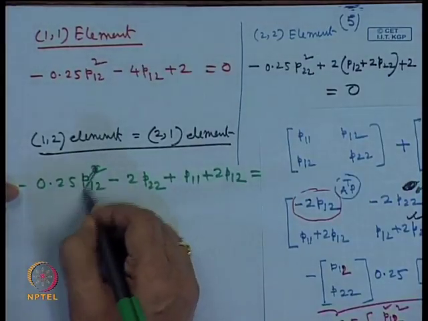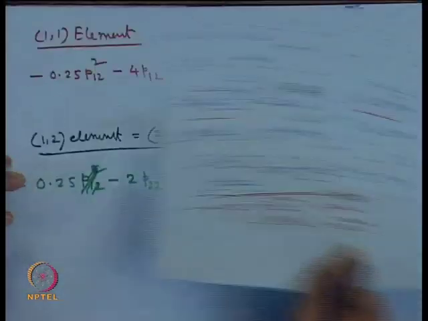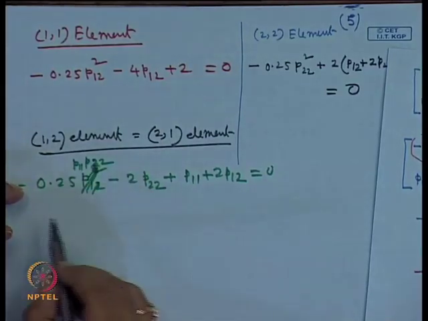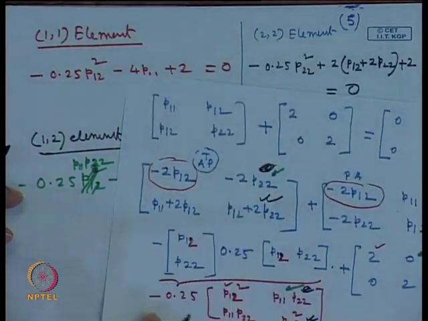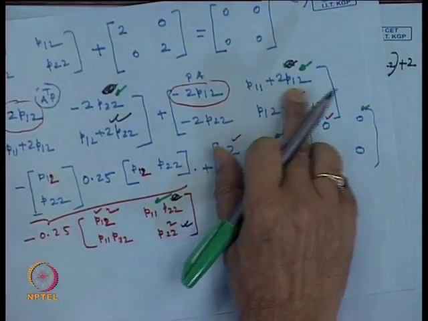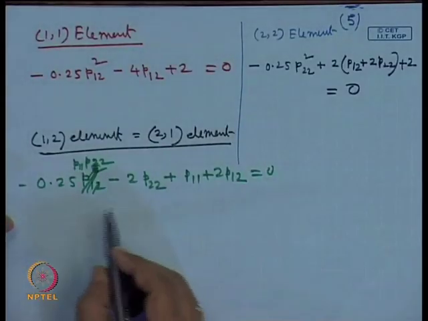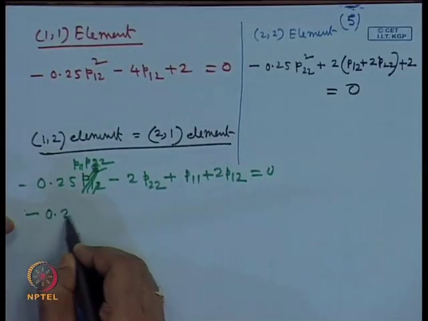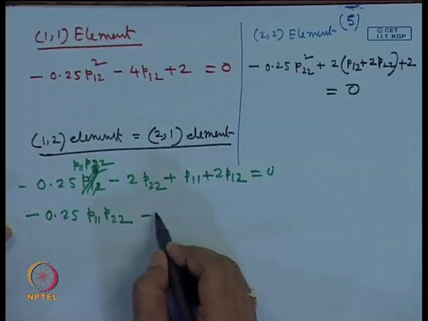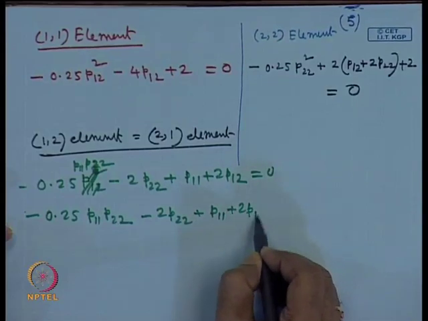This is the thing, P12 element minus 0.25 P11 P22, P11 P22, this quantity. And then I am writing P12, P22, 2 P22, then I am writing P11 plus twice P12, this. So, I am writing clearly this one, 0.25 P11 P22, agree? Then minus twice P22 plus P11 plus twice P12.